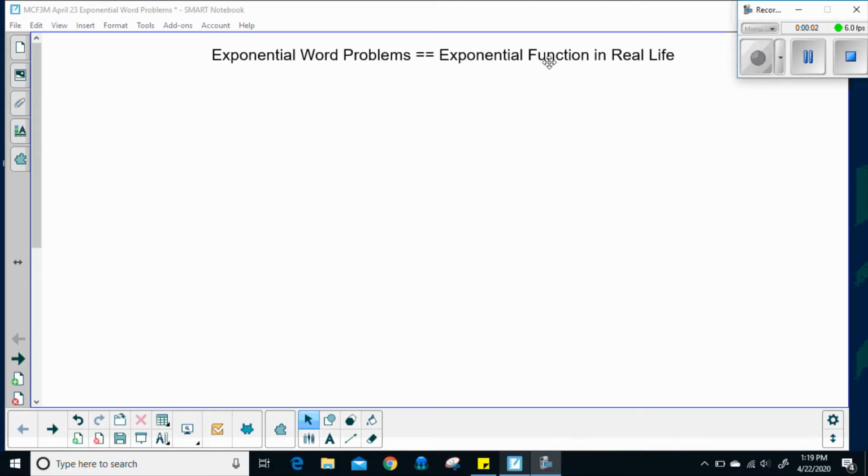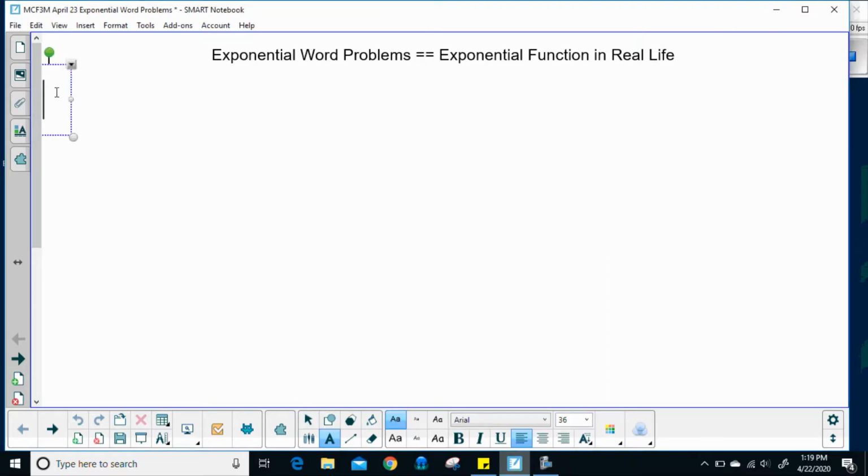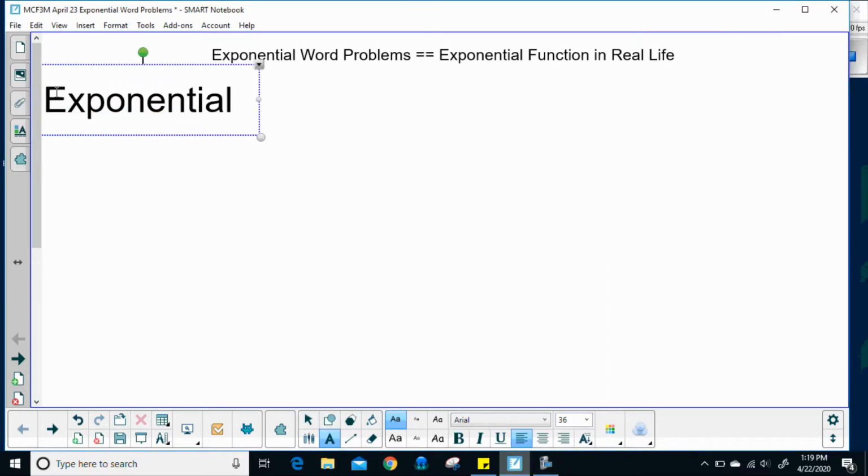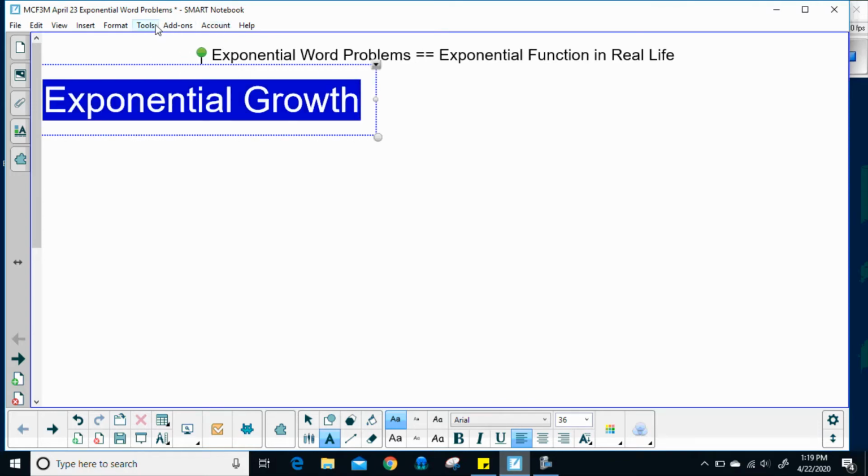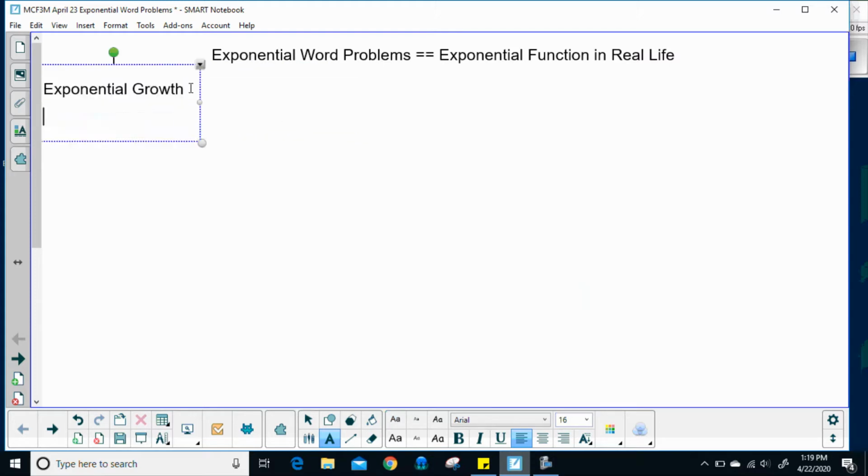Now that we've had a look at what the exponential function looks like, we're going to apply this to word problems, because that's where the real purpose of even studying this one is. We're going to look at a couple of different versions of it. We're going to look at exponential growth. So that's when we are increasing our functions. So exponential growth, that's increasing.